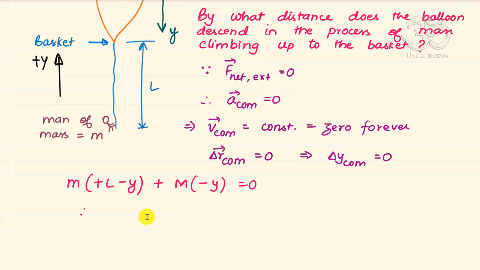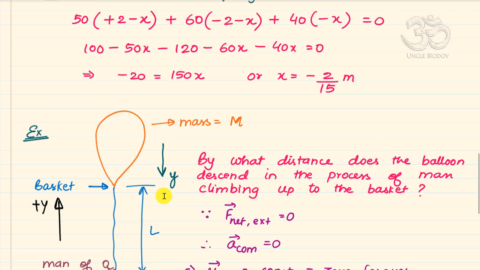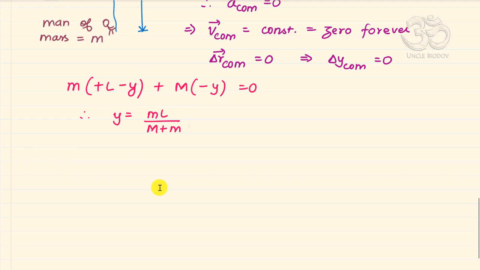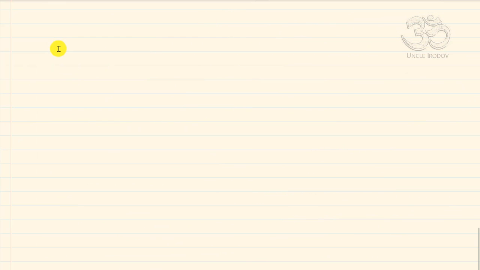So therefore y will be mL divided by big M plus small m, and the sign here is plus, showing you that you have assumed y in the correct direction. So that's it, very simple enough problem. Let's go over to the next one, people.